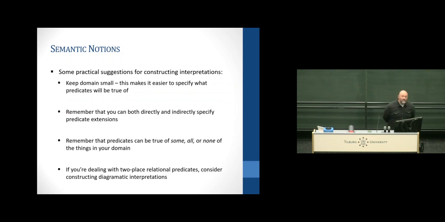And finally, if you're dealing with two-place relational predicates, think about drawing a diagram. Some people find that much easier than lists. We'll talk more about these in the tutorials. The important thing is that we can see what these interpretations do and how they let us track the relevant semantic properties.